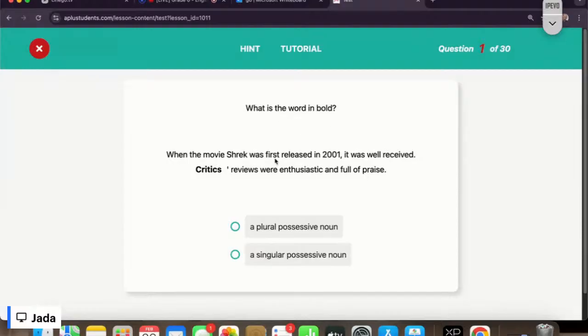Alright, so what is the word in bold? When the movie Shrek was first released in 2001, it was well received. Critics' reviews were enthusiastic and full of praises. Plural possessive or singular possessive? Send your answers in the chat.